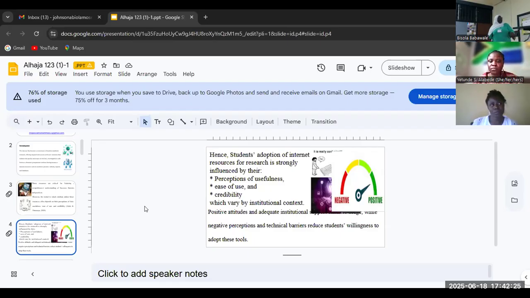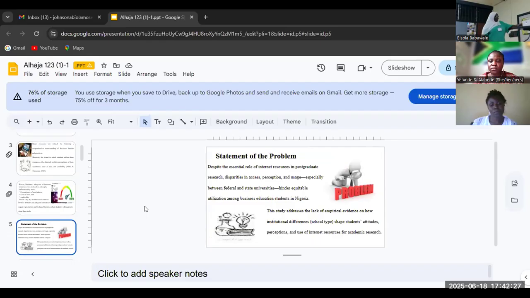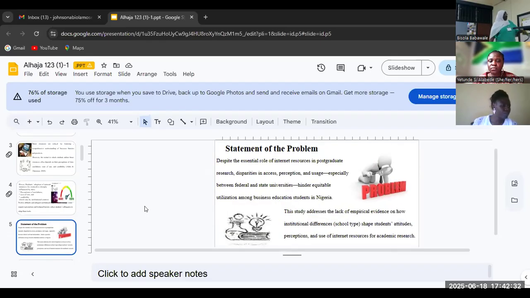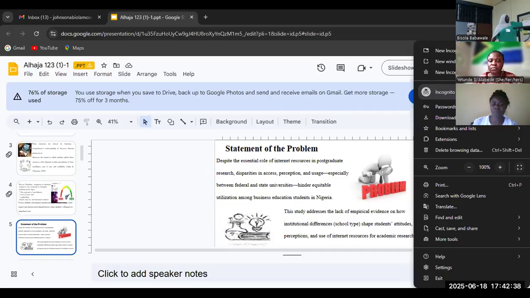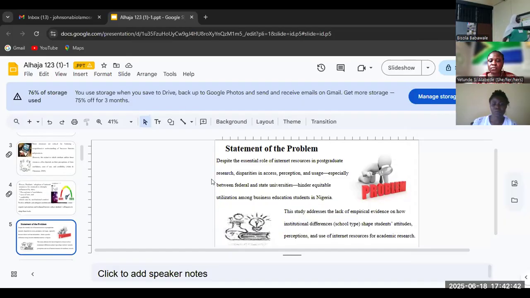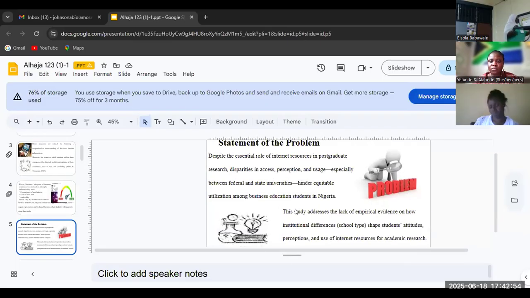Statement of the problem: this is the essential role of internet resources in postgraduate research. Disparities in access, perception, and usage, especially between federal and state universities, hinder equal utilization among business education students.